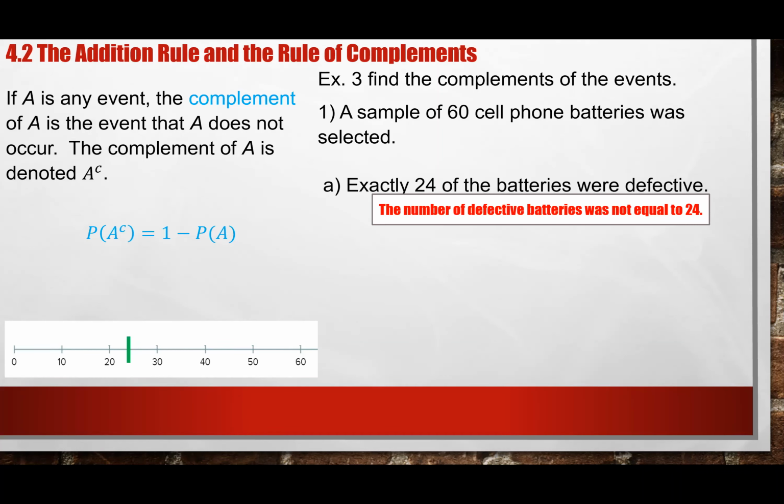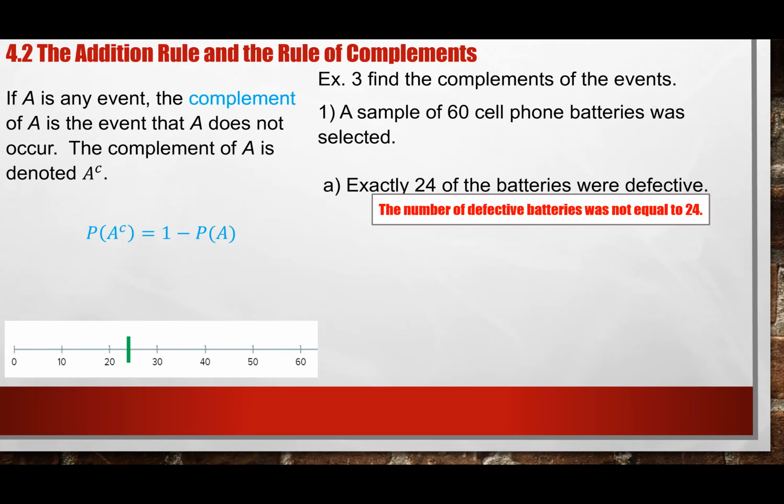One question. Wouldn't the complement of 24 be 60 subtract 24? Wouldn't that be it? No. It's not the number 24. It's anything that's not 24. Yes. Okay. Basically, this is because of the word exactly.